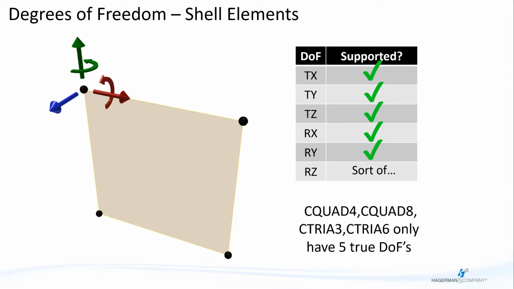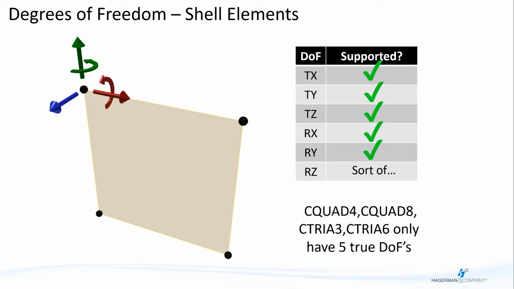The shell is a little funky too. The default shell elements only have 5 degrees of freedom. The one that's missing is the rotation around the axis normal to the shell surface. This is often referred to as the drilling degree of freedom. If you picture a drill punching a hole through the surface, it's the rotation of the drill bit.